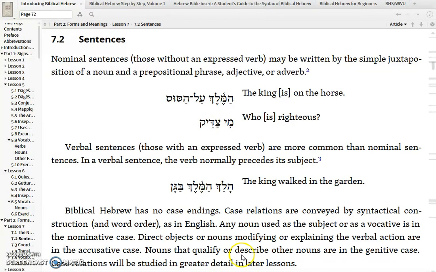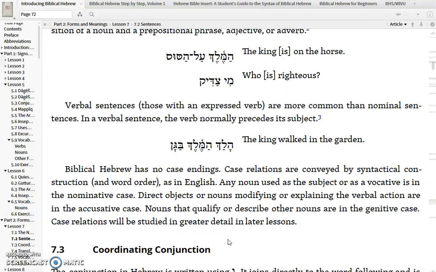Now, biblical Hebrew has no case endings. The nominative and genitive and accusative and dative that you have in Greek and in languages like German. It has no case endings, but rather case relations are often conveyed by syntactical construction and word order as in English.